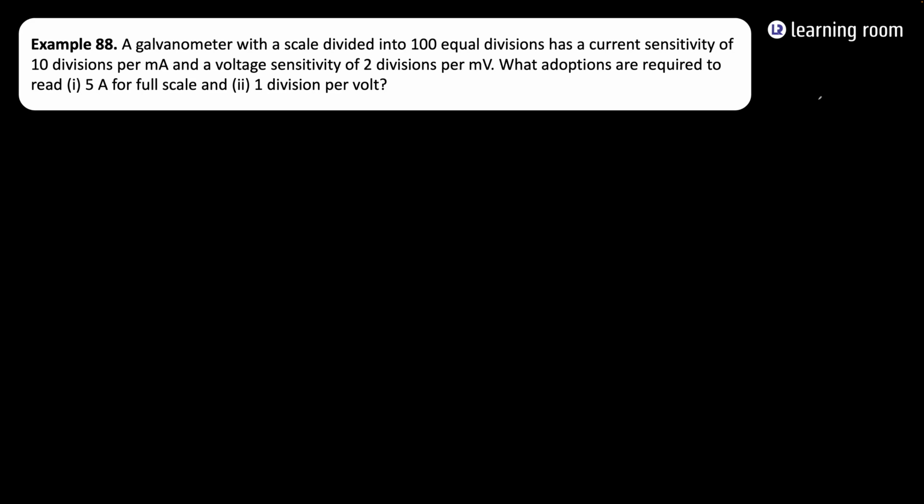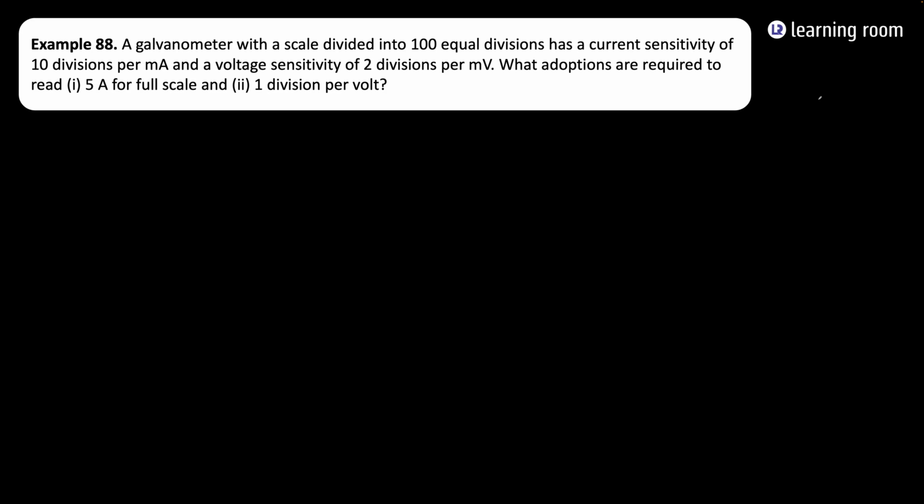In the previous case, I told you there is only one expression to solve any problem based on it. What is it? NBI is equal to Kθ. So if you rearrange, you will get current sensitivity and figure of merit. Current sensitivity, alpha by I, is NBA by K. So NBA by K is 10 divisions per milliampere. Similarly, alpha by V, voltage sensitivity, they have given 2 divisions per millivolt.